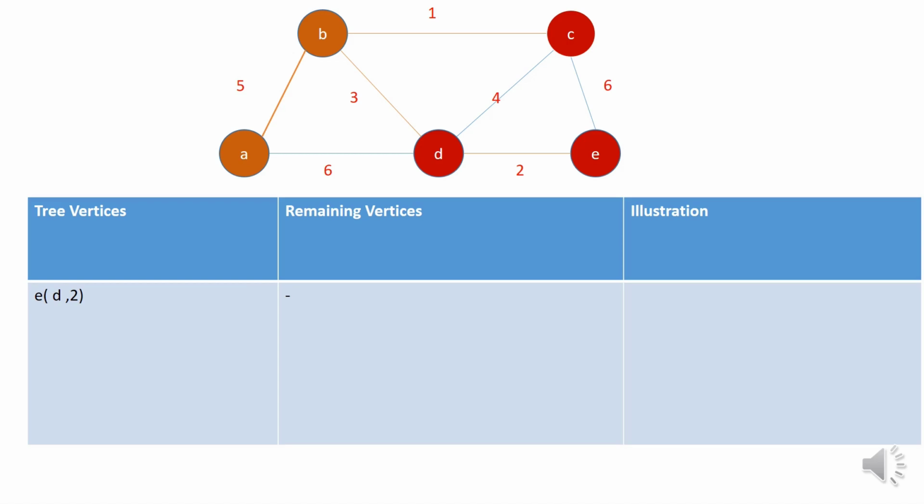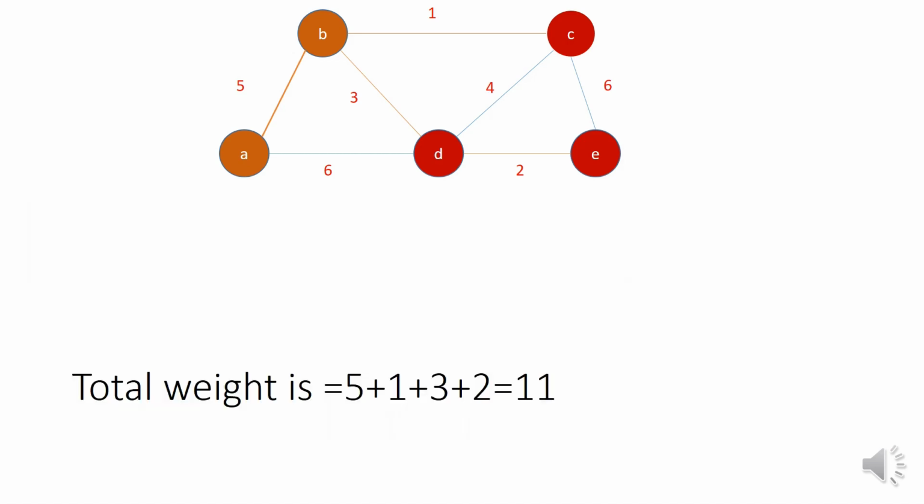Now there are no remaining vertices. The only thing that we have is just to specify the minimum spanning tree we have already obtained from the previous step. Okay. Then now from the graph we'll show the obtained minimum spanning tree and the total weight. Total weight here is the total weight of the edges of the minimum spanning tree, that is 5 plus 1 plus 3 plus 2. So which is equal to 11.